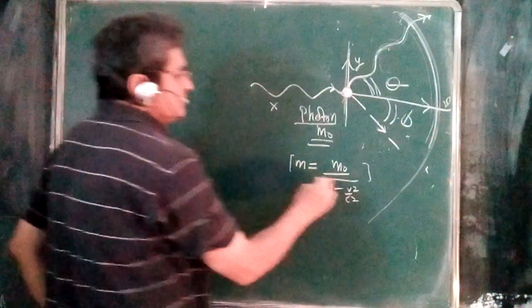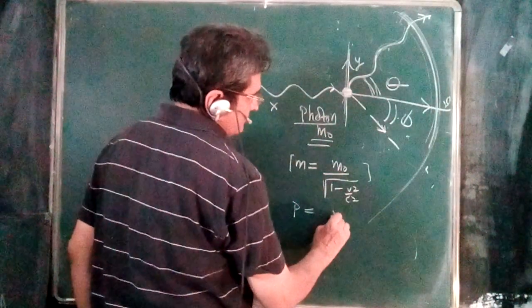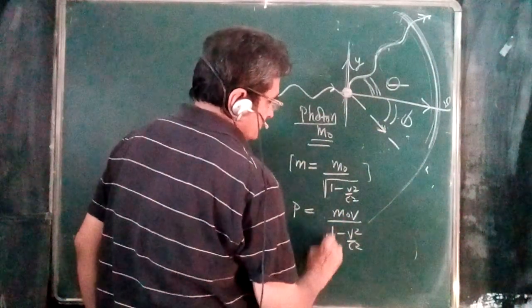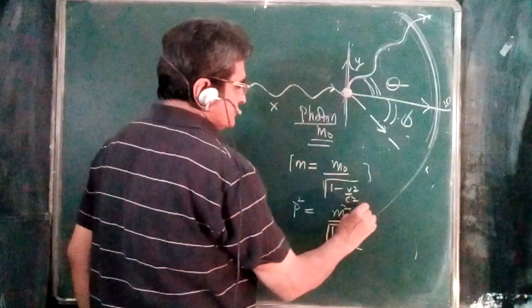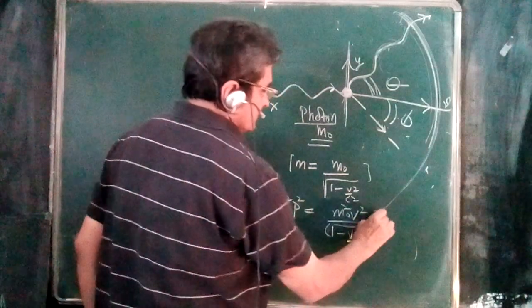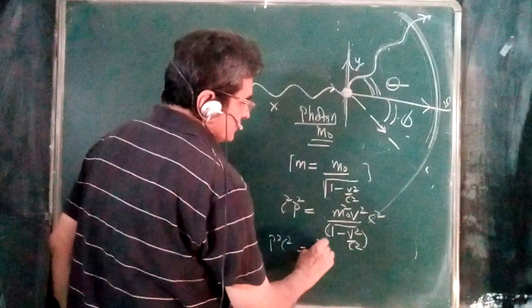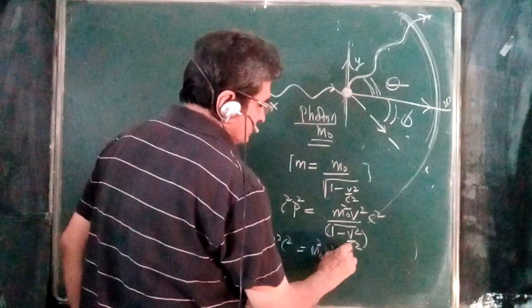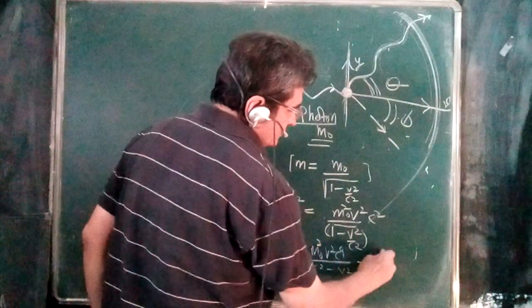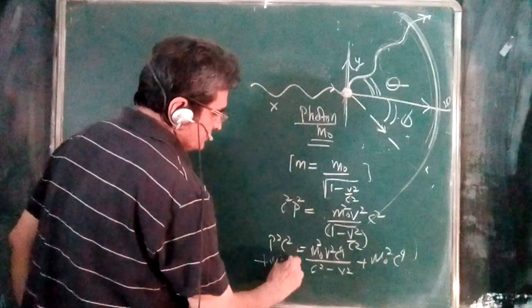Now I can further use this relationship to write the momentum of the electron, which is m0v upon the square root of 1 minus v square upon c square. I square both the sides like this and I get this. I multiply by c square, and I get p square c square is equal to m0 square v square c raised to power 4 upon c square minus v square. I add m0 square c raised to power 4 on both the sides just to simplify it further.